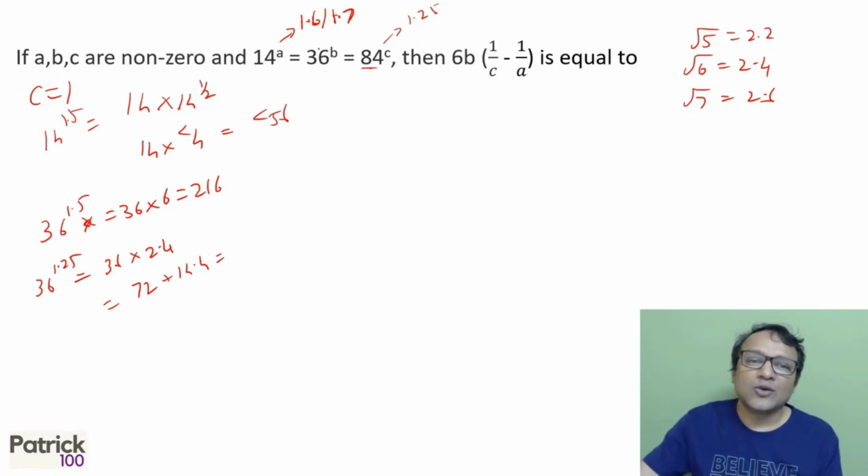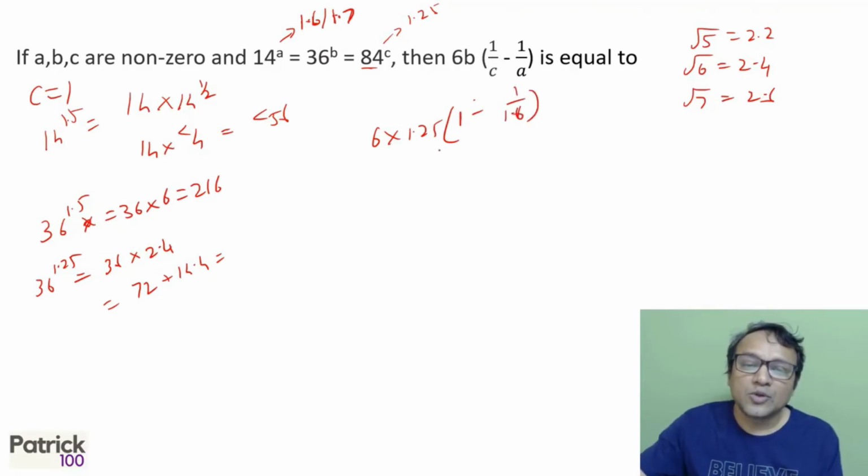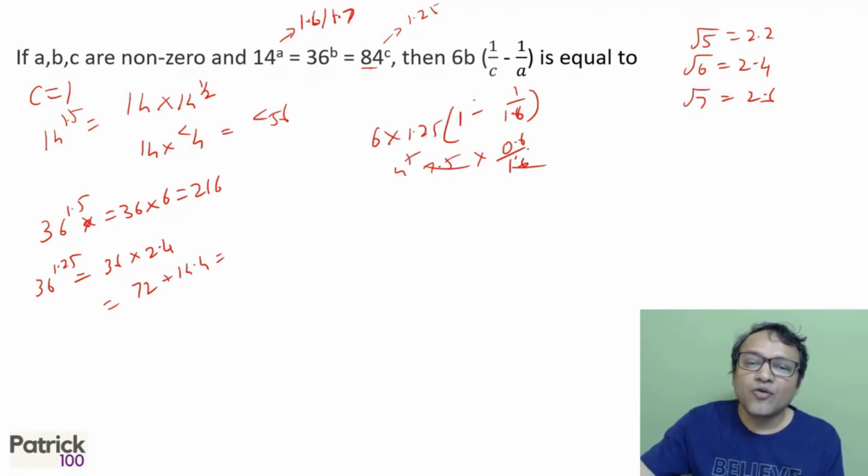Now substitute. You can take either 1.6 or 1.7. 6 into 1.25 upon 1 upon C, which is 1, minus 1 upon A, which is 1.6. So this gave you 7.5 into 0.6 upon 1.6, approximately 4, a little more than 4. 4 into 6 is 24, a little more than that; if you look at it, it comes to around 2.6, 2.7.